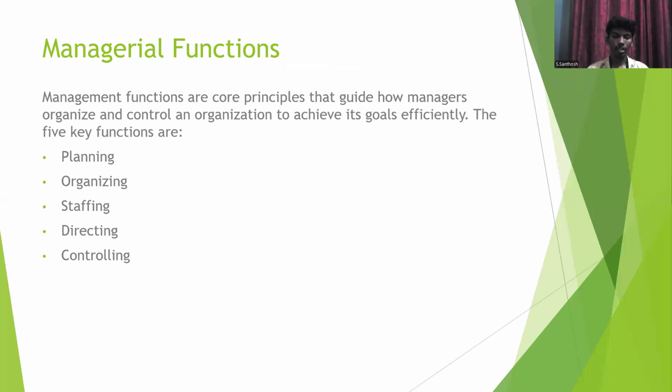When we say management, we also require certain steps to be followed or certain things to be present in the management so that we can make sure that this management is efficient and effective. So management functions are the core principles that guide how managers organize and control an organization to achieve its goals efficiently. There are five key functions, that is planning, organizing, staffing, directing, and controlling.